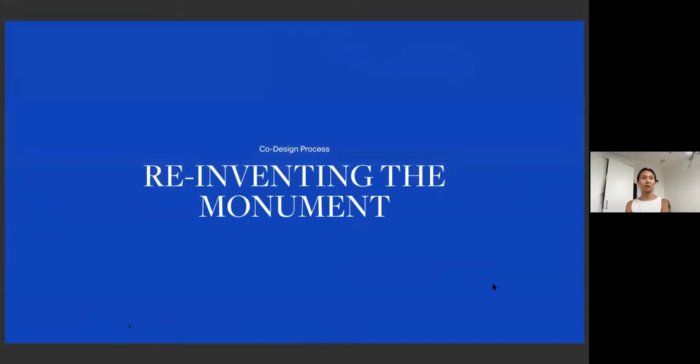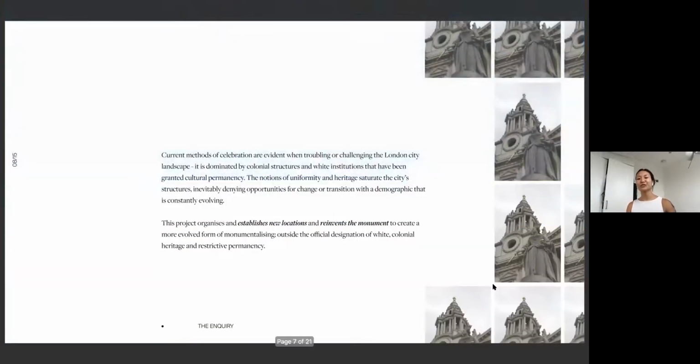Today I'm only going to speak about this specific part of my project. It's called the Reinventing of the Monument, and it was achieved through a co-design process. So what does reinventing the monument mean? It's basically a consideration of how we can celebrate transcultural identities outside of current methods of celebration.